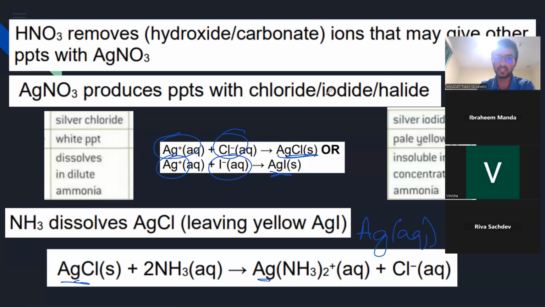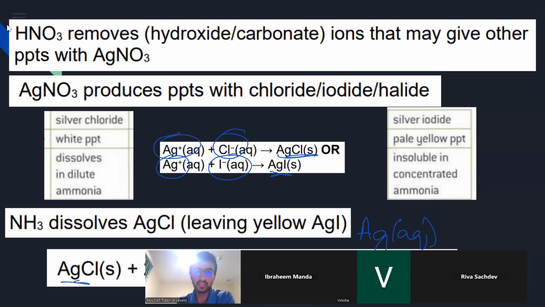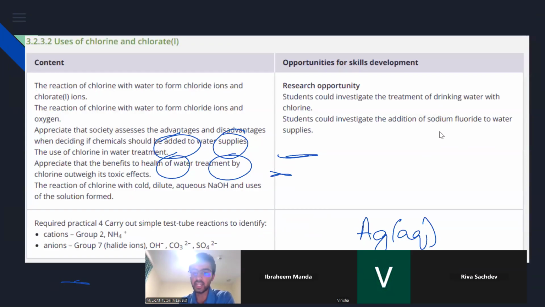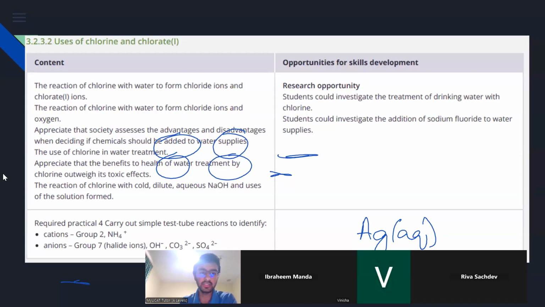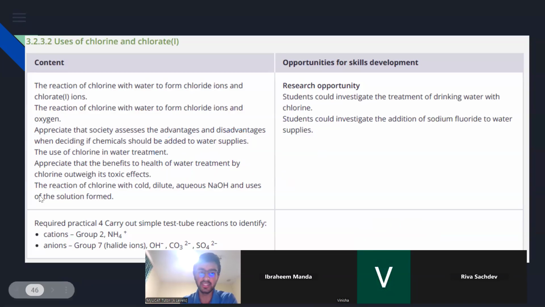Is everything else on this screen you're quite happy with? Does everything else make sense? Yep, brilliant. So that is pretty much it for your halogens. You do have a little bit on uses of chlorine. Most of them are very much common sense.